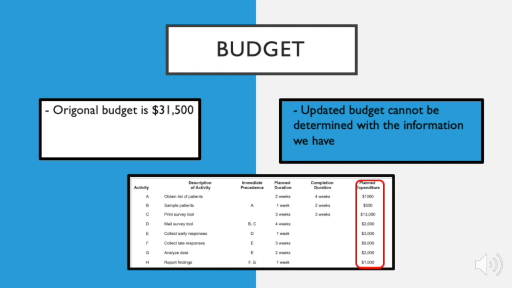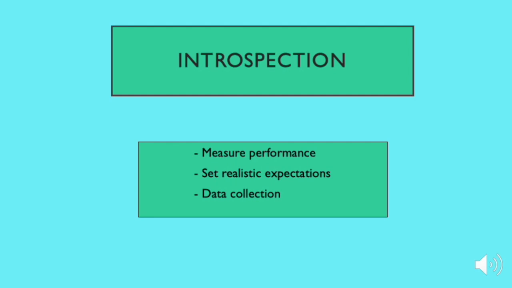It is extremely important for any project manager to be very aware of our budget. Starting out, our budget was $31,500. However, that is the only number we have right now because we have not been given enough additional information to identify what an updated budget would be or what a final budget would be.